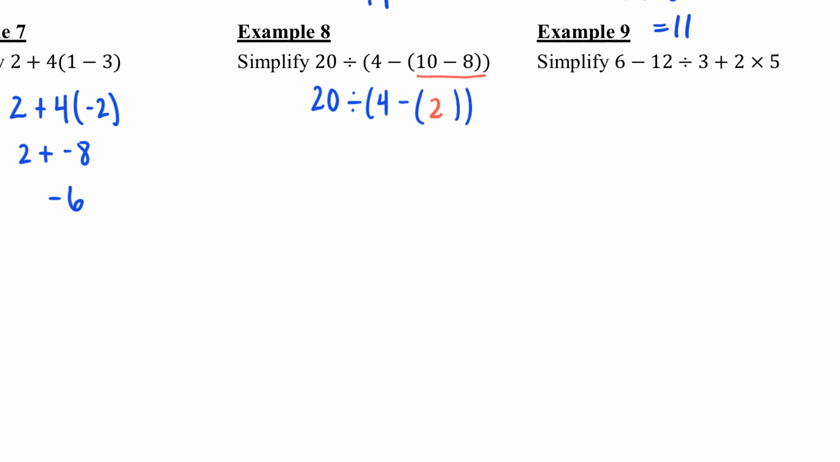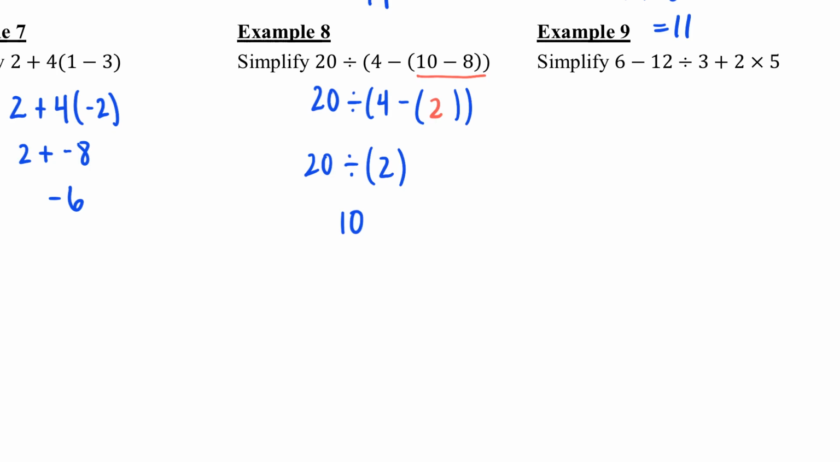Okay, and then we're just going to repeat the process. We still have parentheses here, right? So we're going to do that first. So we're going to do 20 divided by, and then we're going to do 4 minus 2 in those parentheses, which is 2. And then 20 divided by 2 is 10. Okay, so that would be 10. Totally simplified on that. How about example 9 here?